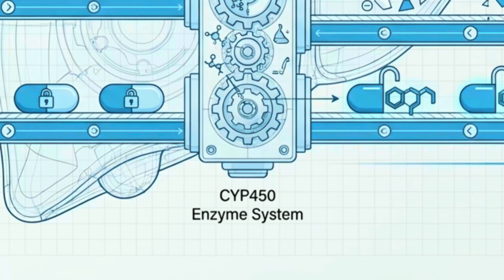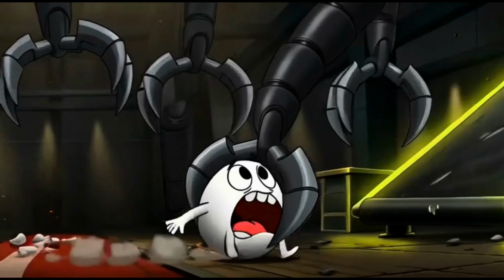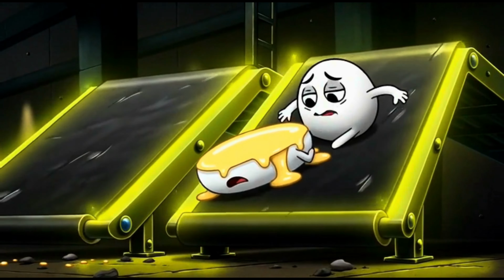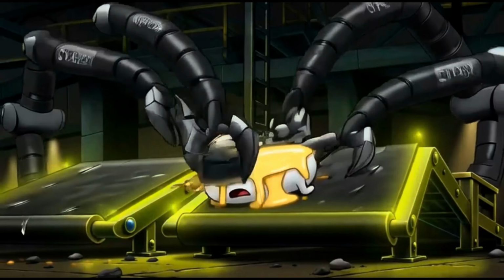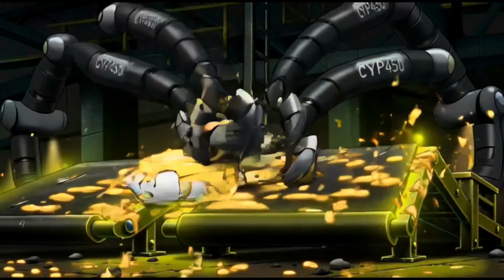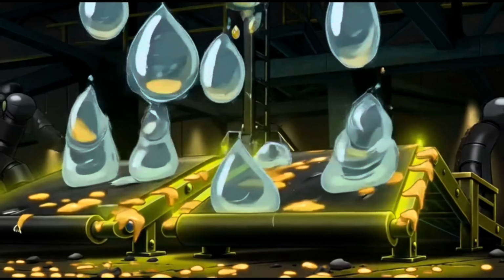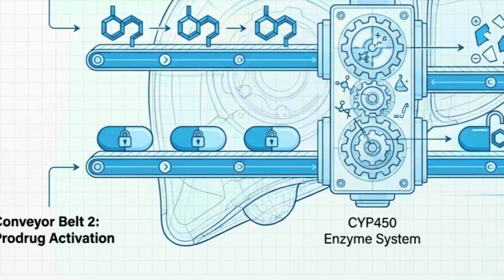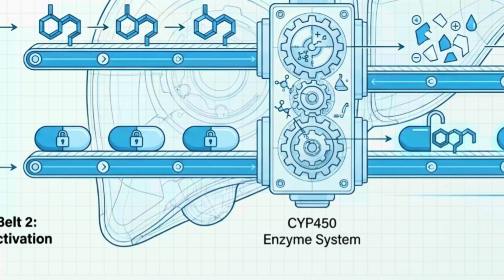This CYP450 system runs two main conveyor belts. Conveyor belt 1 is for inactivation. The enzymes rip apart active lipid-soluble drugs and convert them into polar, water-soluble metabolites. Now they are finally ready for renal flushing. But the liver isn't just a destroyer. Sometimes it is the ultimate activator.